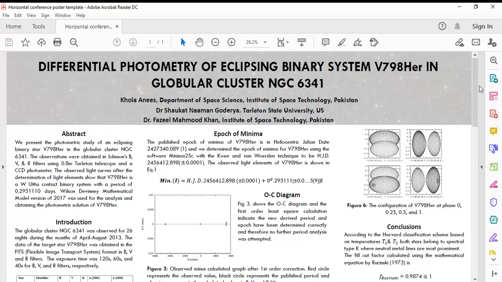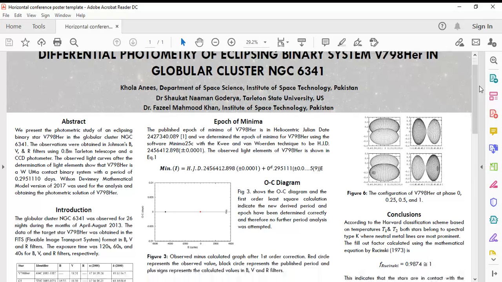However, in our case, the new period is different from the published one, but the change is very small to do any meaningful period analysis. Further, the fact that second order correction was not required shows that further period analysis is not required.